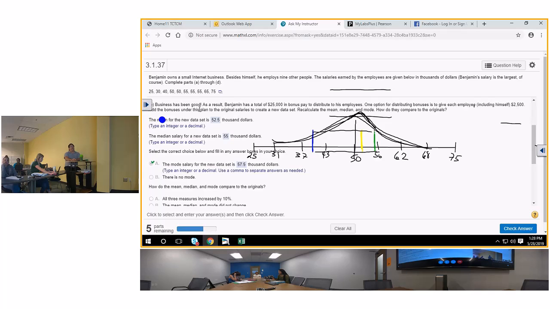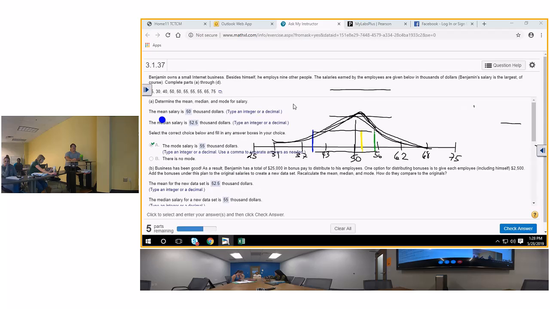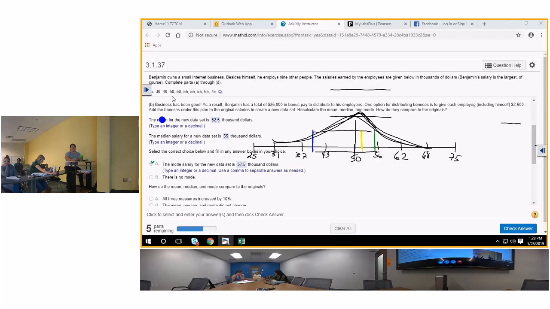Business has been good. As a result, Benjamin has a total of $25,000 in bonus money to distribute to his employees. An option is to give each employee, including himself, $2,500. Add the bonuses under this plan to the original salaries to create a new data set. So you just take, we're going to add $2,500 to each one.